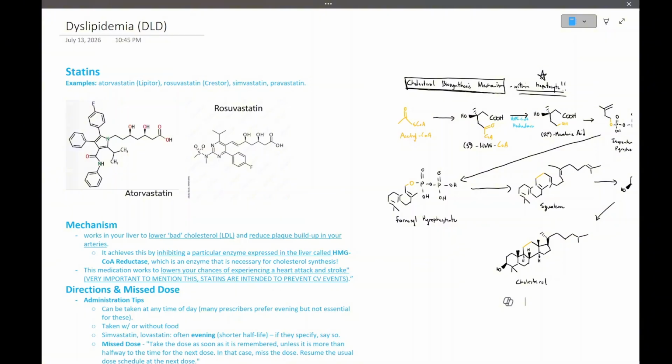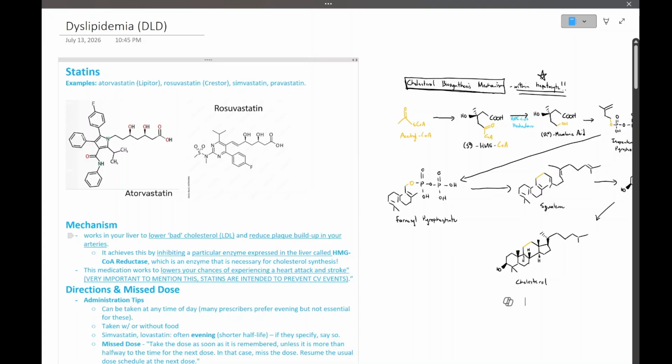So, statins such as atorvastatin or rosuvastatin work primarily in your liver to lower bad cholesterol or LDL, low density lipoprotein, and reduce plaque buildup in your arteries. That's the key feature of this drug. And it achieves this by inhibiting a particular enzyme expressed in the liver called HMG-CoA reductase, which is an enzyme that is critical for cholesterol synthesis.